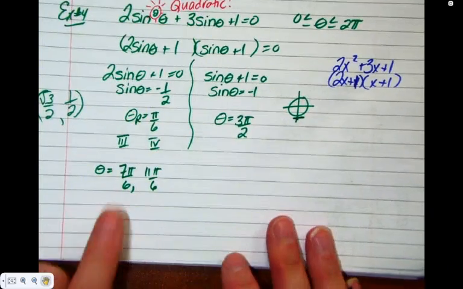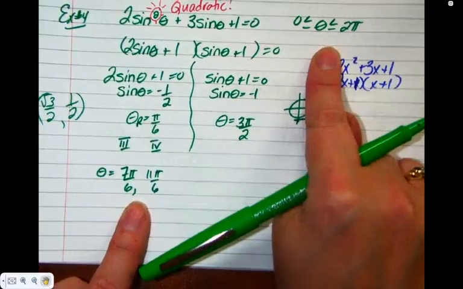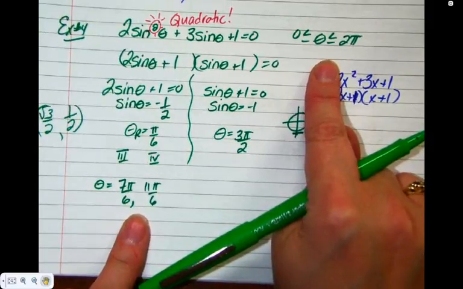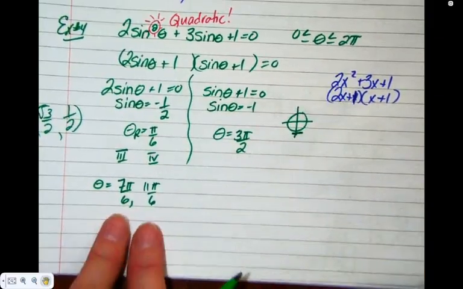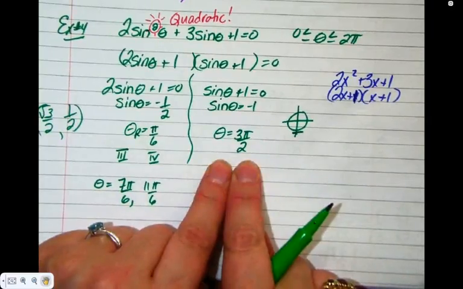Okay, now we just need to check the interval like we did before. What does this interval mean? What is it telling you? Theta between 0 and 2 pi. Are these between 0 and 2 pi? Is this between 0 and 2 pi?